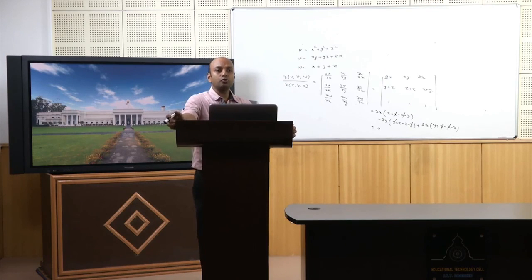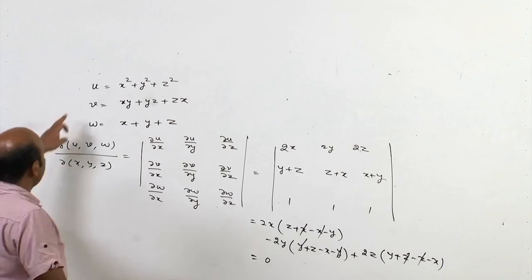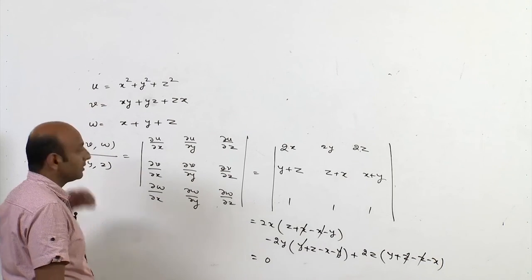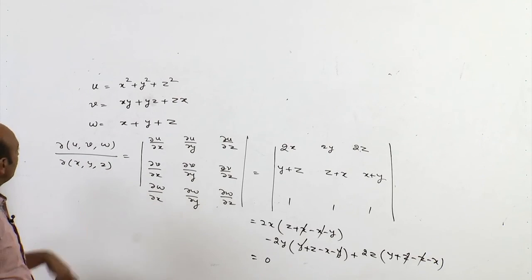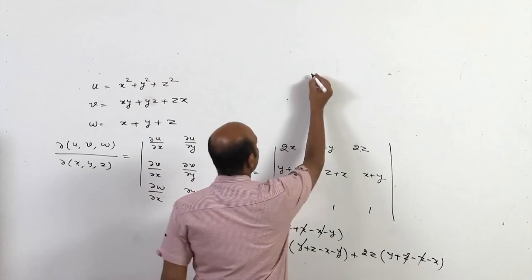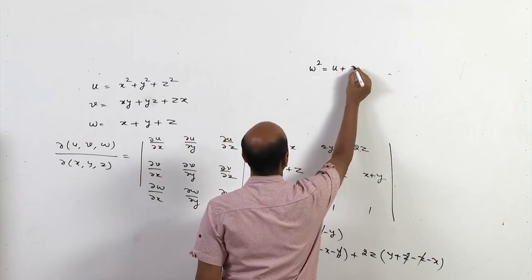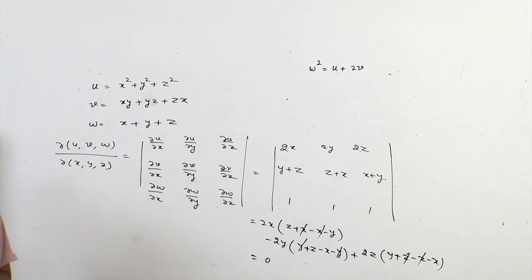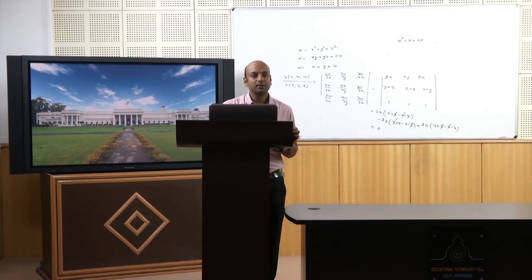Now, if the Jacobian comes out to be 0, what does it mean? It means that these relations of u, v and w are not independent, they are dependent. And what is the relation? You can easily verify that w square is equal to u plus 2v. So, this is the relation, that is why the Jacobian is coming out to be 0. Okay. So, this is all about change of variables. Thank you very much.